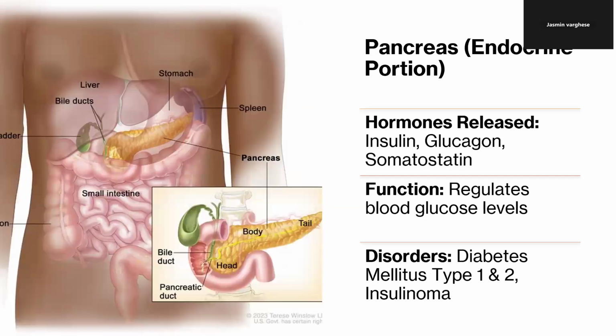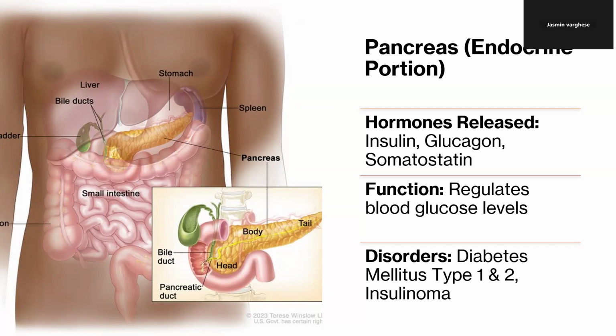The next gland is the pancreas, and the pancreas releases insulin, glucagon, and somatostatin. The major function is to regulate the blood glucose level. And any imbalance leads to diabetes mellitus type 1 and type 2 and insulinoma.